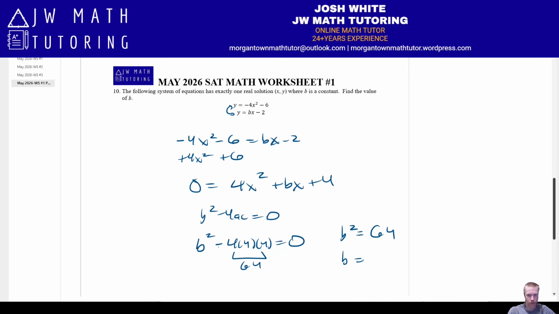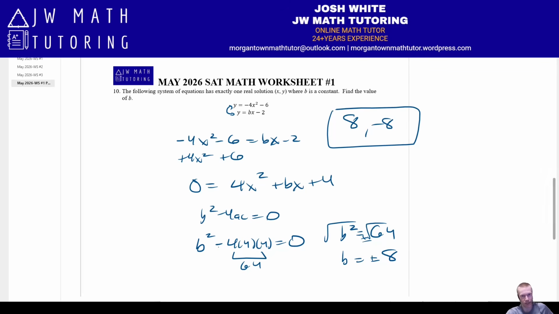So now you just, of course, square root both sides. Don't forget the plus minus, and therefore we have positive 8 and negative 8 as our possible answers. So both of these would be correct in the way that I've worded this. Sometimes in the tests it'll specify a positive constant, in which case positive 8 would be the only correct answer. But for this example, there are two of them.